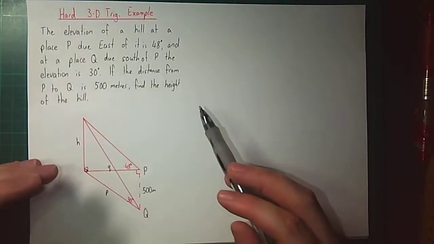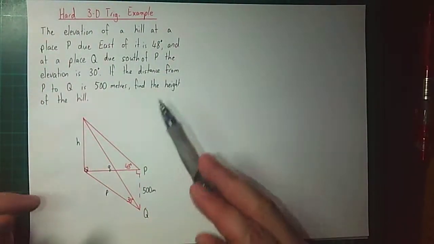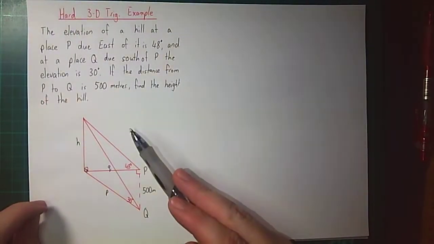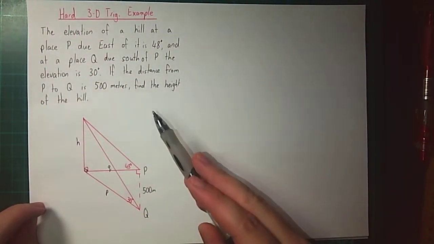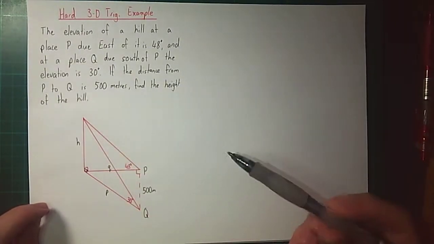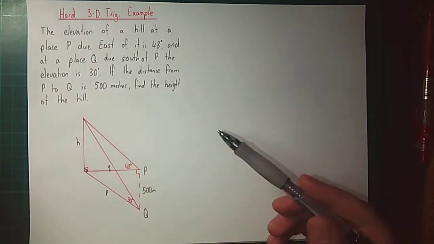The elevation of a hill at place P, which is due east of it, is 48 degrees, and at place Q, which is due south of P, the elevation is 30 degrees. If the distance from P to Q is 500 meters, find the height of the hill.